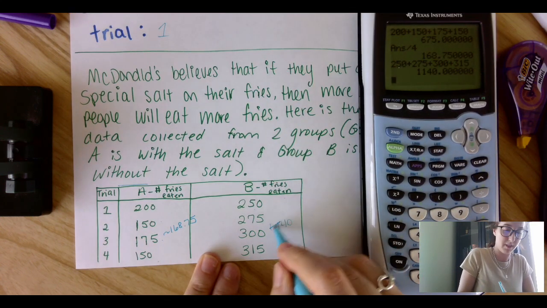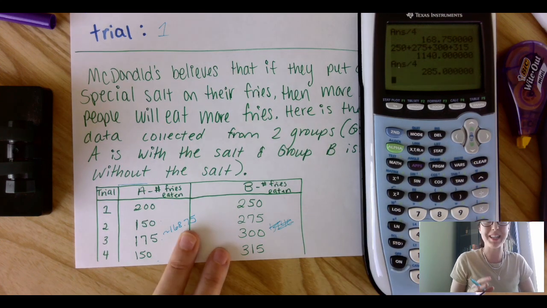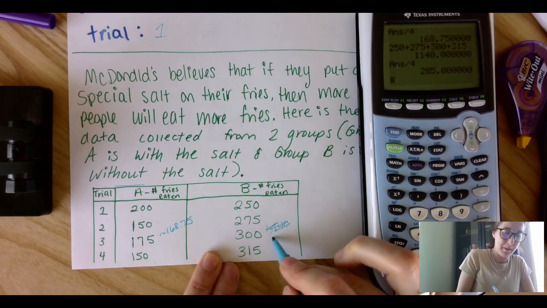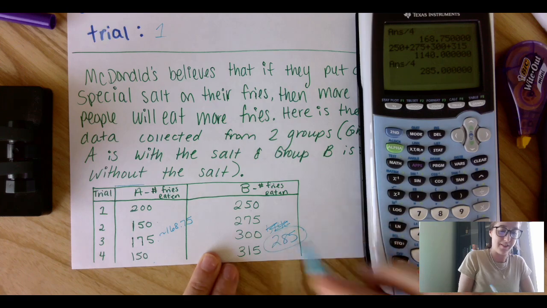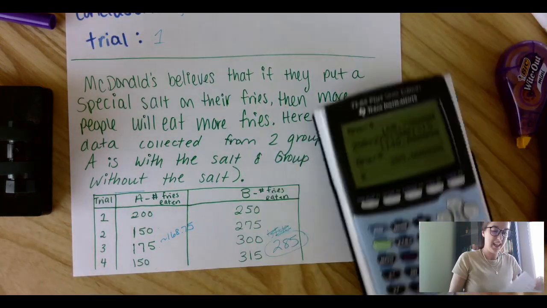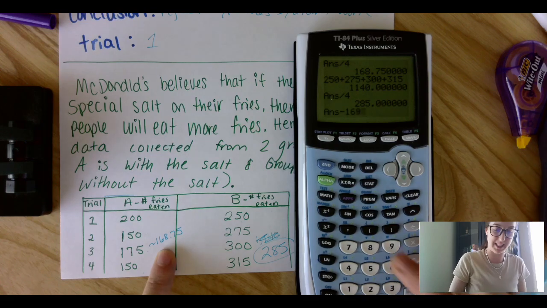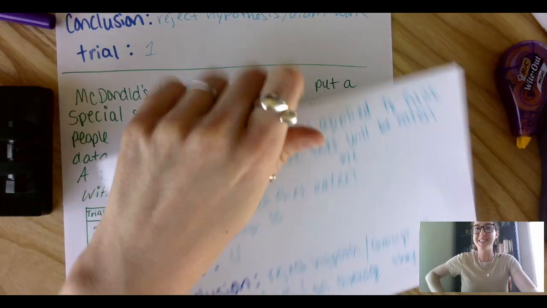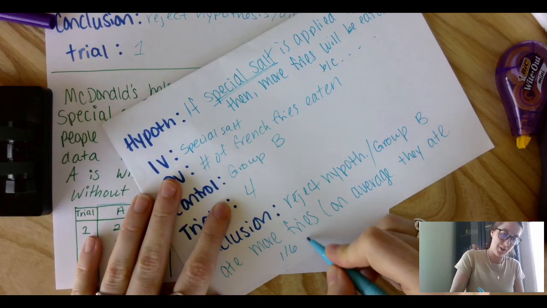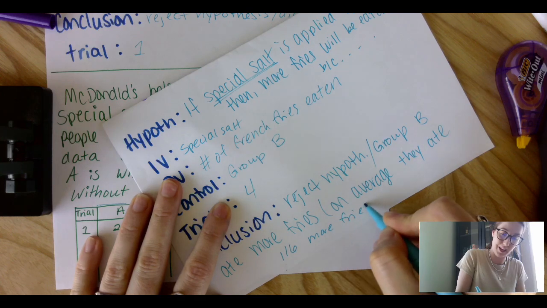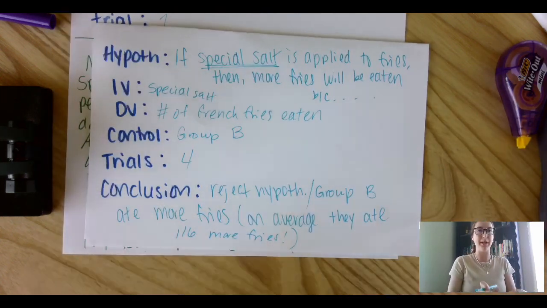If I do that for group B, 250 plus 275 plus 300 plus 315, I get 1,140, divided by 4. Hold on, that's a lot of fries. Okay, divided by 4, we get 285 as my average. So you could say, even on average, they ate 285 minus 169 rounded, 116 more fries. 116 more fries. All right, there we go.